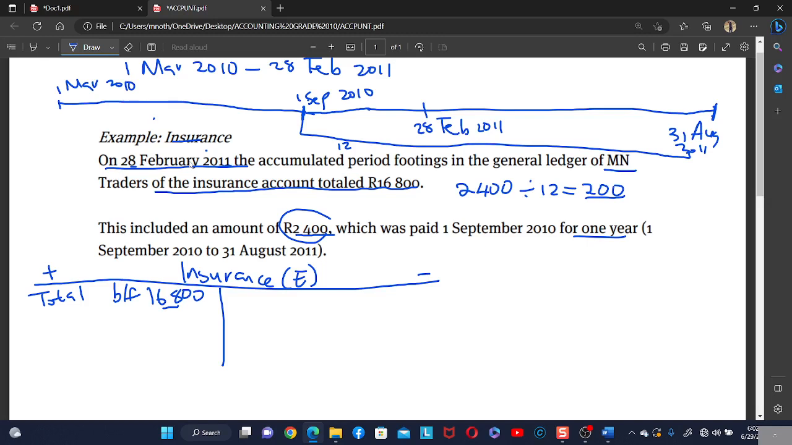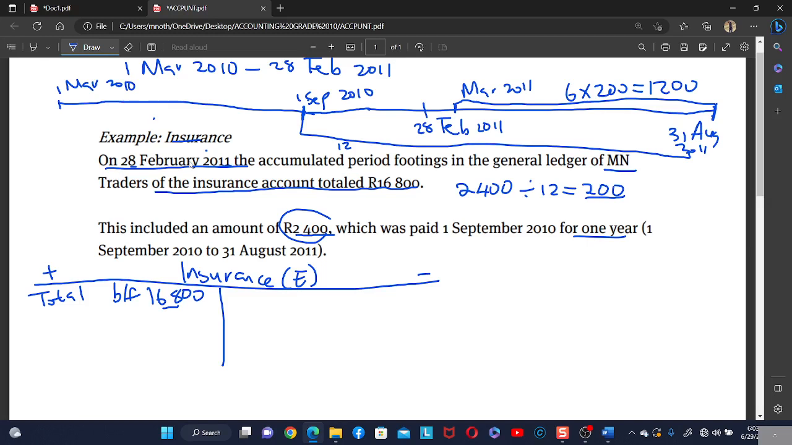But if you check, after 28 February 2011, from 1 March 2011, this is no longer our financial year. This is the next financial year, because our year right now ends on 28 February. So from 1 March 2011 to 31 August, that is a full 6 months. 6 months times 200 is equal to 1,200. So this means that this business paid for the insurance of the next financial year.